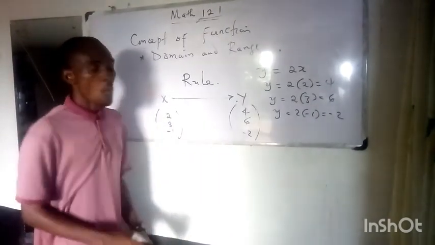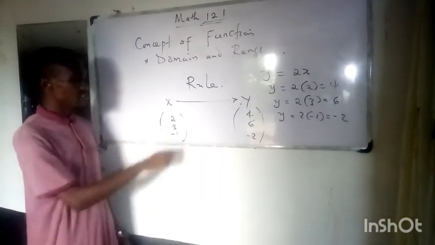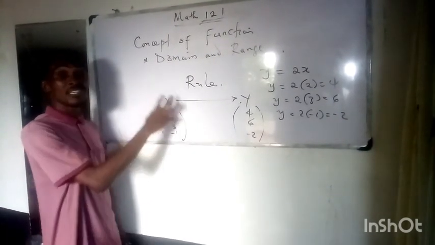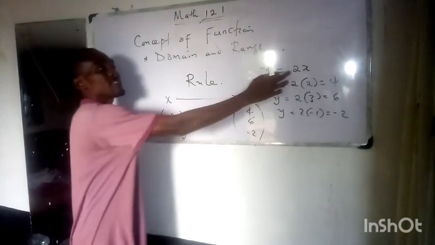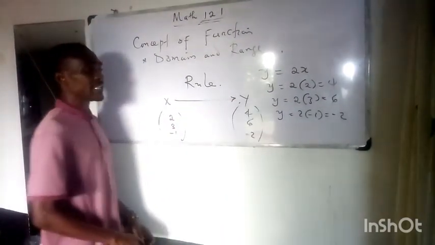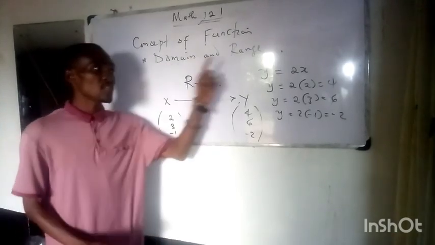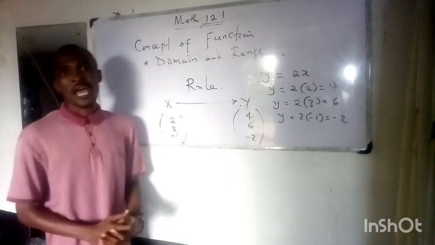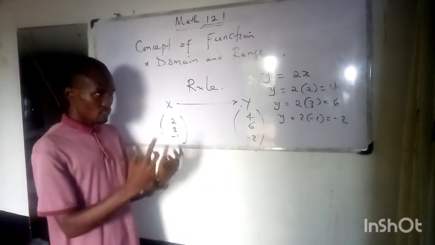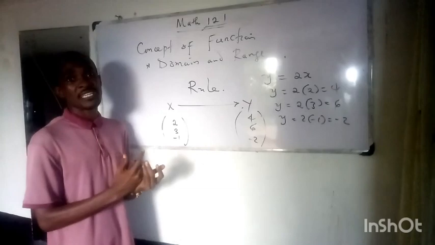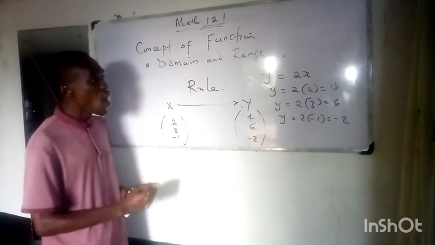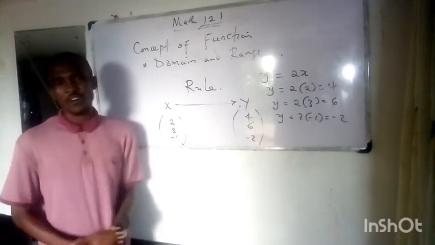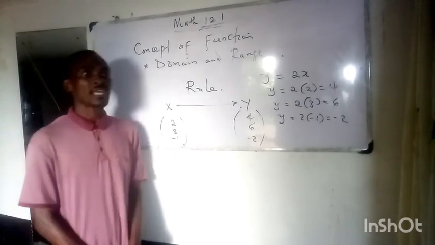So what do we have? We have the set of values which together we call the set X, which is the domain of this particular function. And then when we introduce the domain into the function, it gave us an output of 4, 6, and minus 2, which the numbers together can be called the range of this particular function. So this is the idea of what a function actually means.